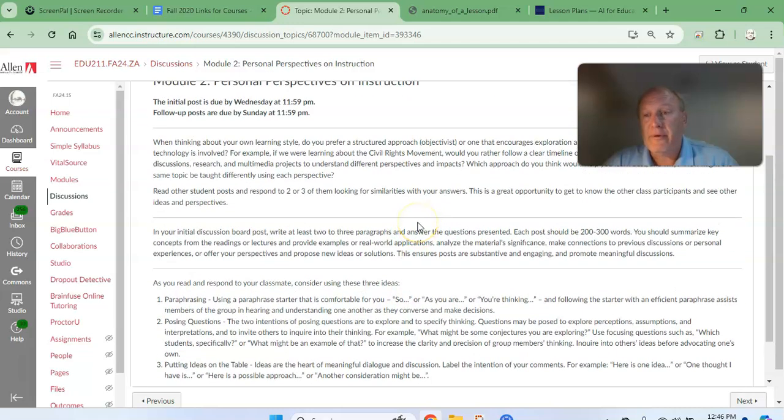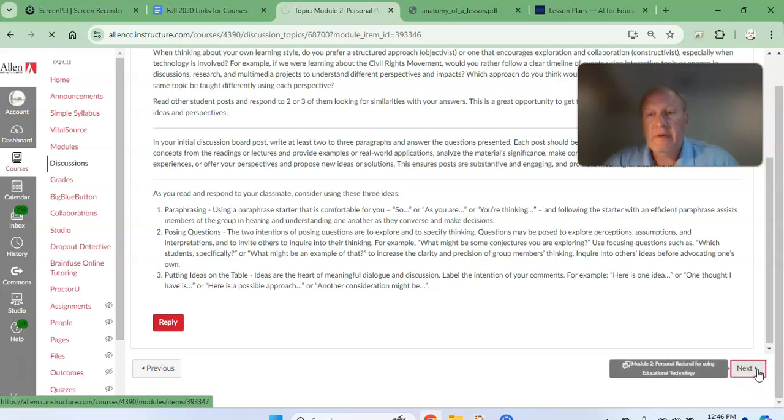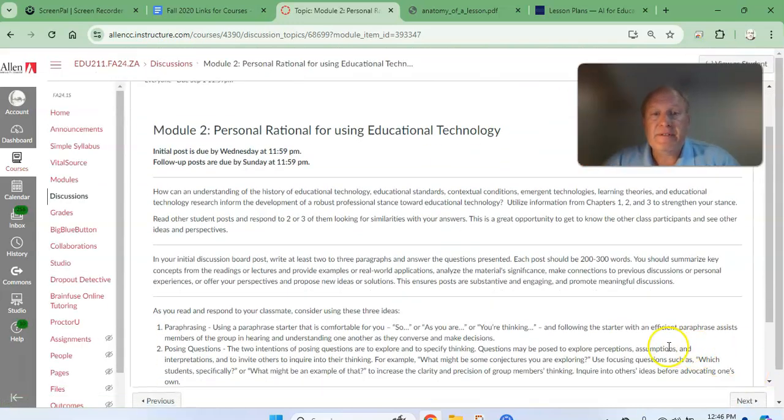And again, these are really important. This is kind of how we interact with each other. This is how we share ideas and how we grow as a group. So these are very important. That's the first one. Here's the second one.